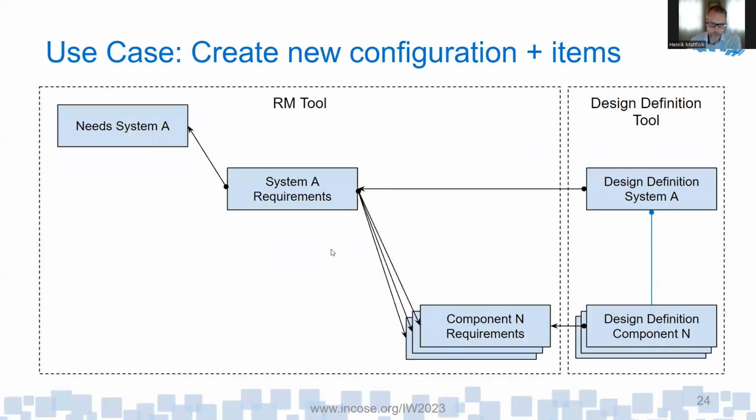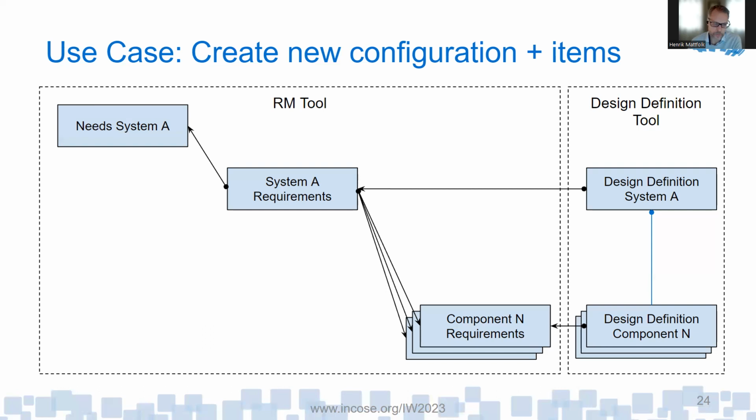So we're going to create a new configuration plus configuration items. If we look at a system here, system A, we may have needs, system requirements, and a design definition, and of course they live in different tools. We have some component requirements and some design definitions for those components. Now we're going to create system B, but it's very similar to system A, so we would like to use this as a template.